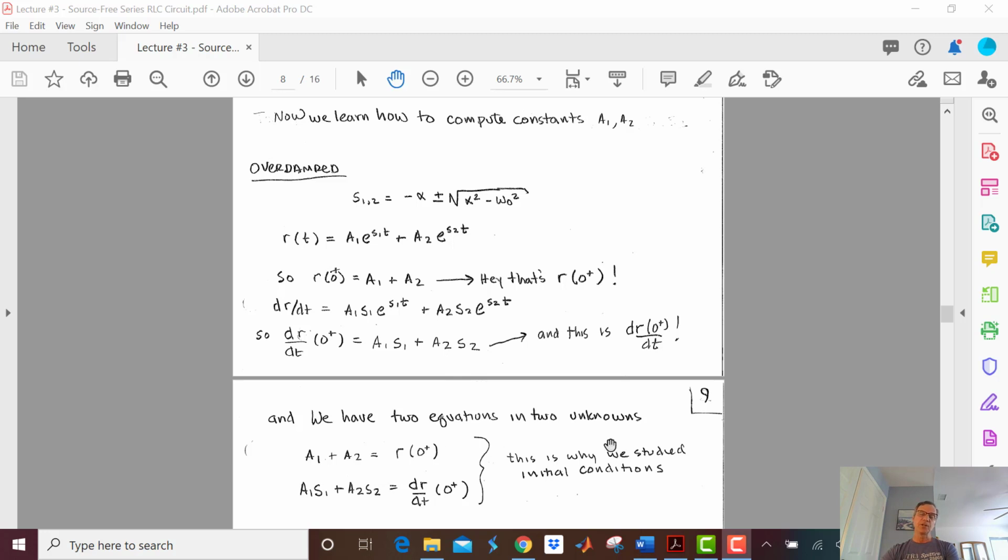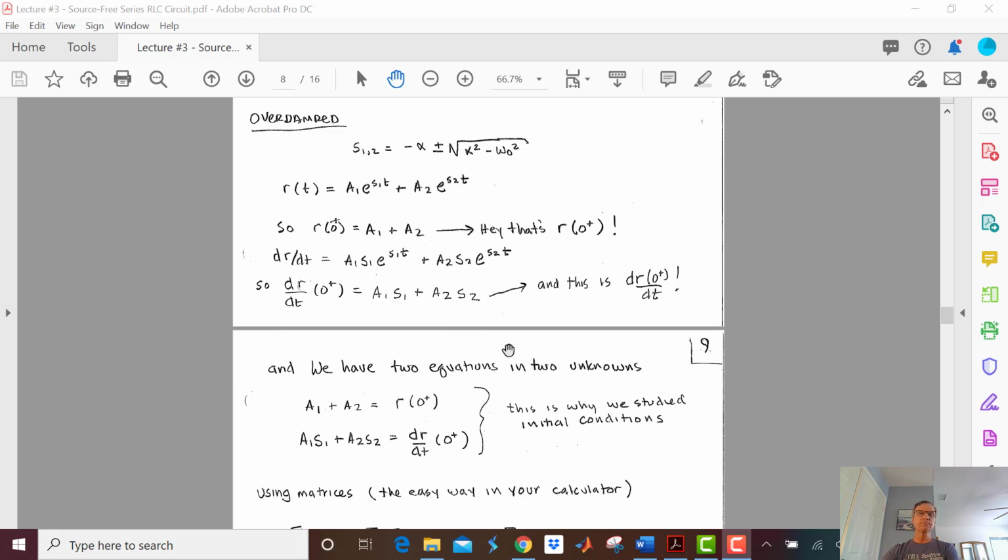So I have two equations in two unknowns. A1 plus A2 is equal to R of 0 plus, excuse me, and A1s1 plus A2s2, that's this one, is equal to dr/dt at 0 plus. And by inspection of the circuit, we know R of 0 plus and dr/dt at 0 plus. And we know s1 and s2. So the only thing we don't know here is A1 and A2, but I've got two equations and two unknowns.